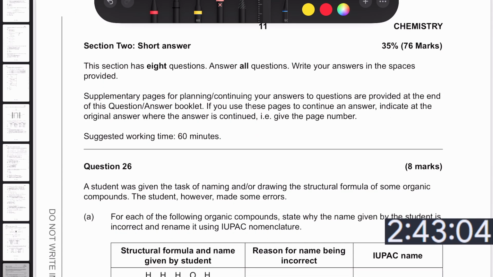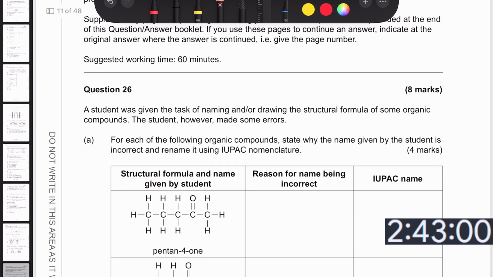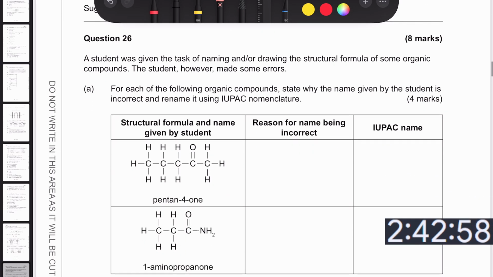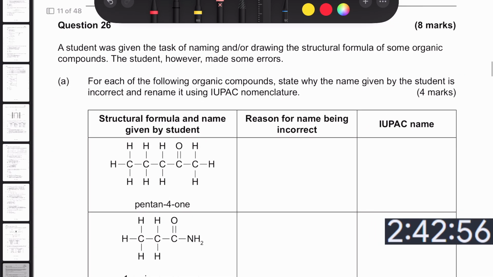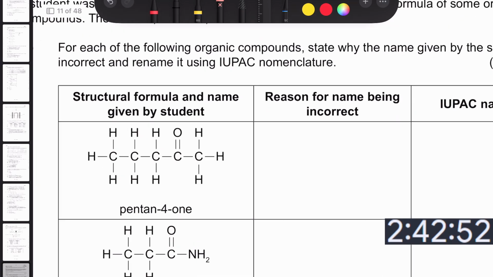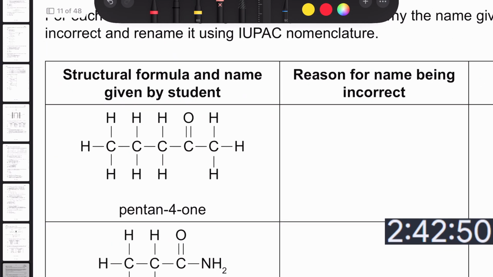25. Okay, short answer time. 8 questions. Okay, answer the following for each. State why the name given by the student is incorrect and rename it using the IUPAC nomenclature.